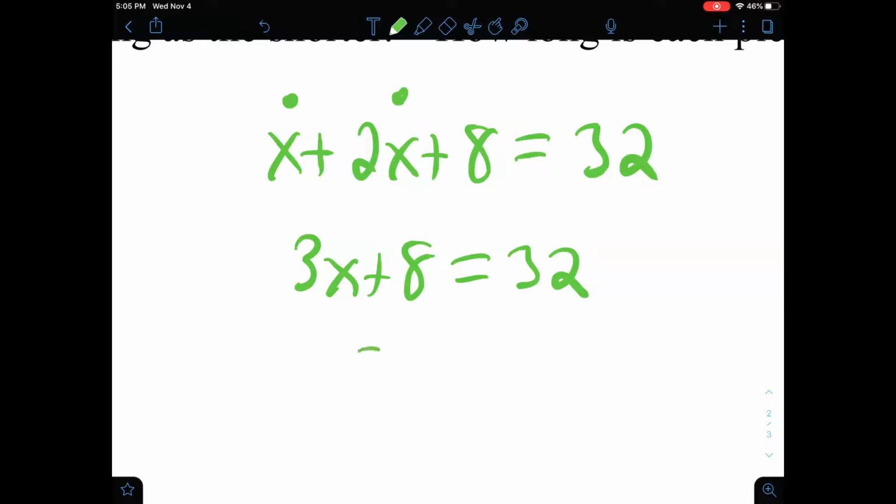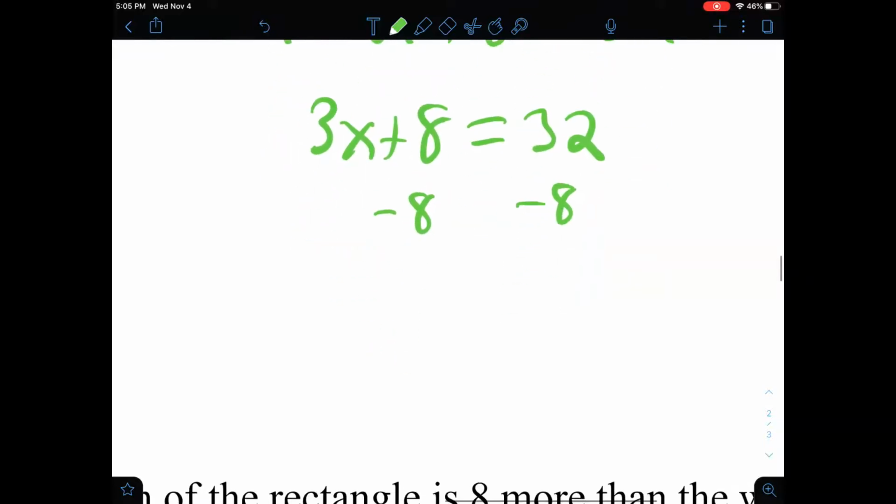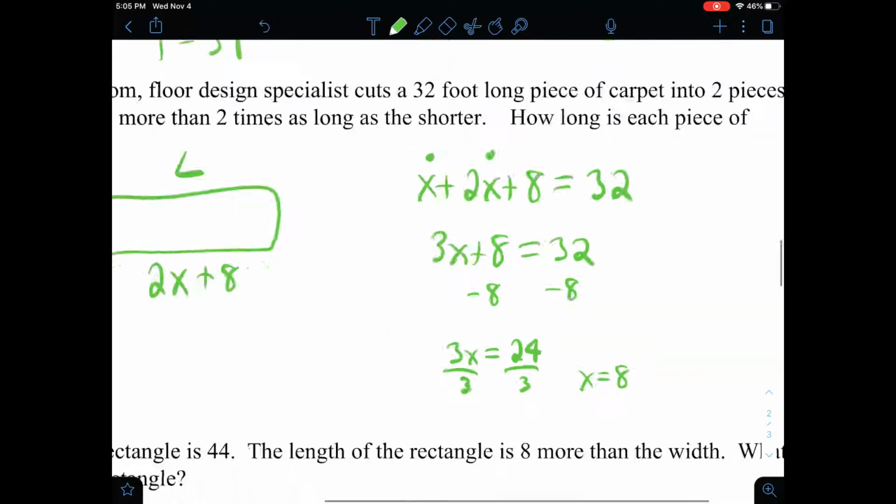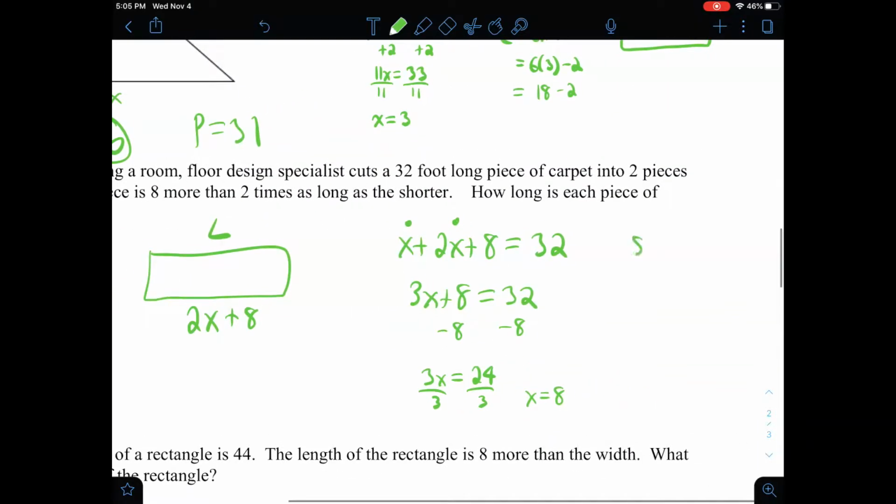Now we need to get the 3X by itself. We need to subtract 8. So we get 3X equals, that's going to be what, 24? So x is going to be equal, oops, I skipped a step. We need to divide by 3. X is going to be equal to 8. So the shorter one equals 8 feet, because that was x.